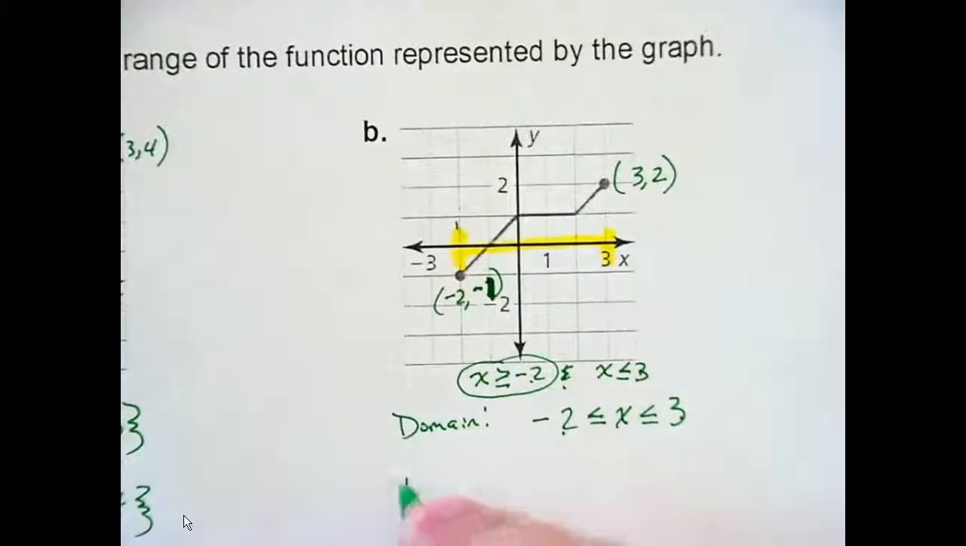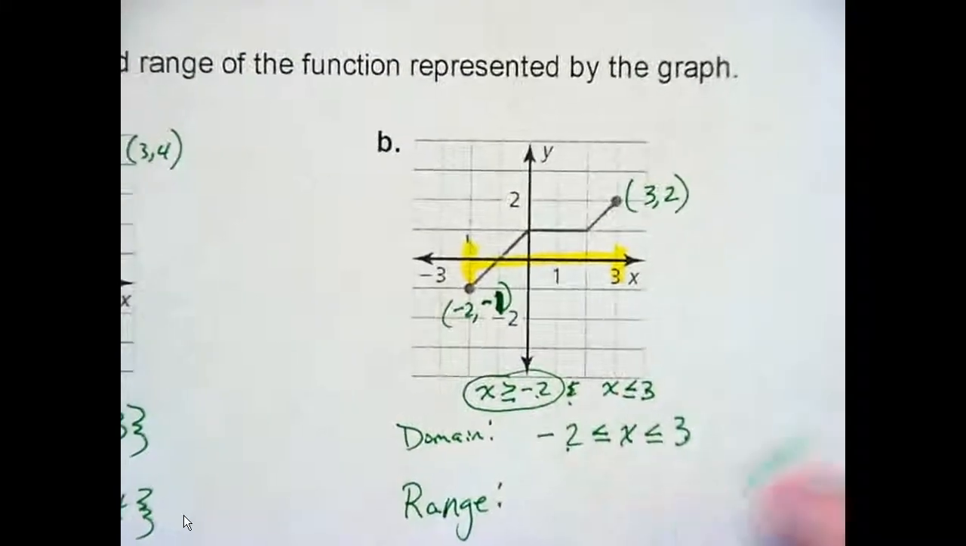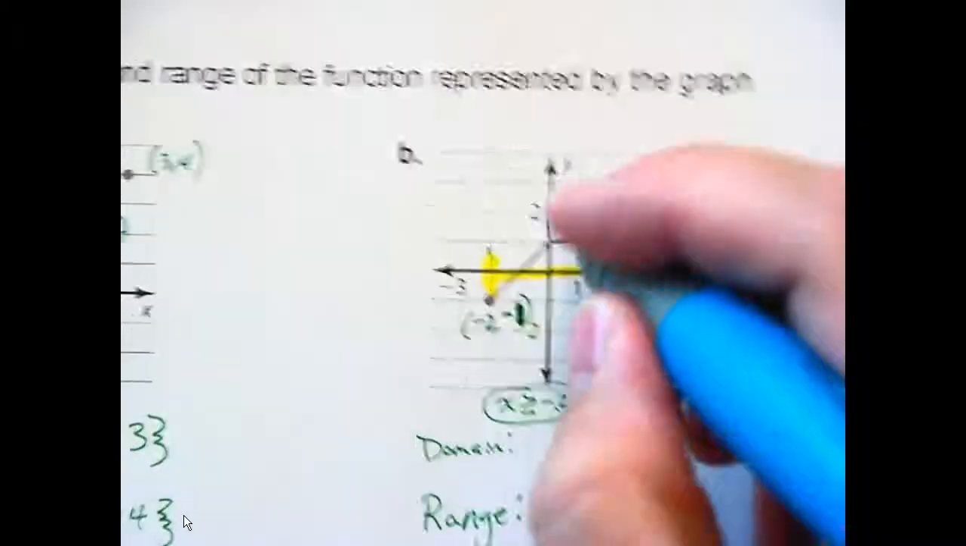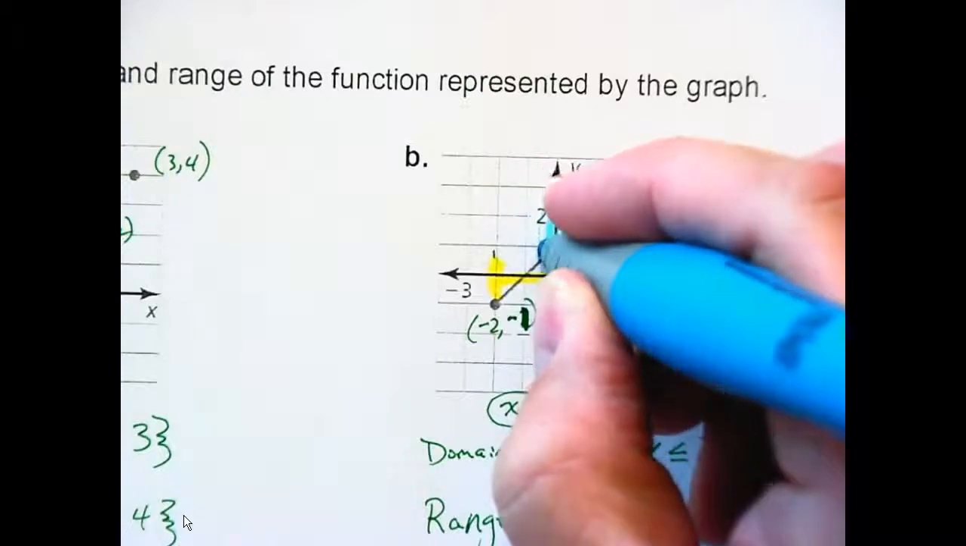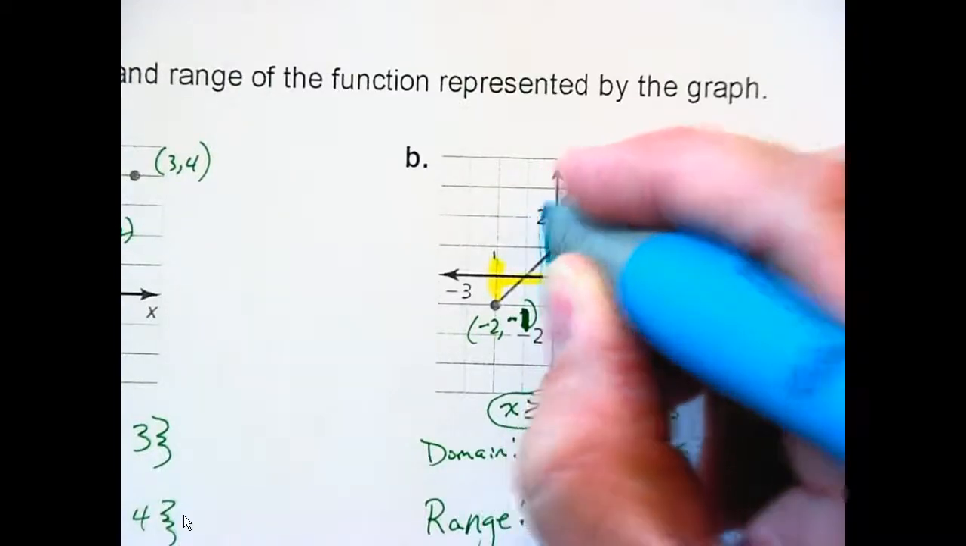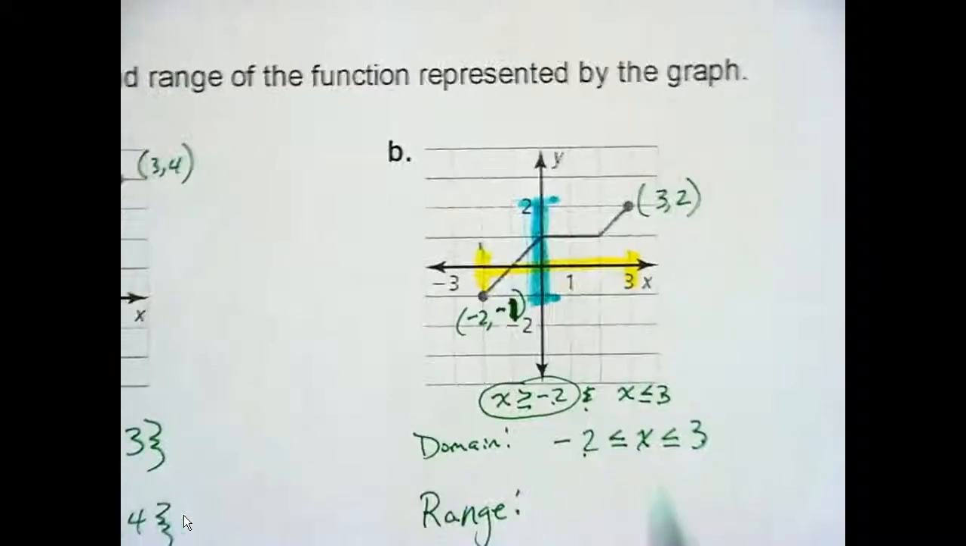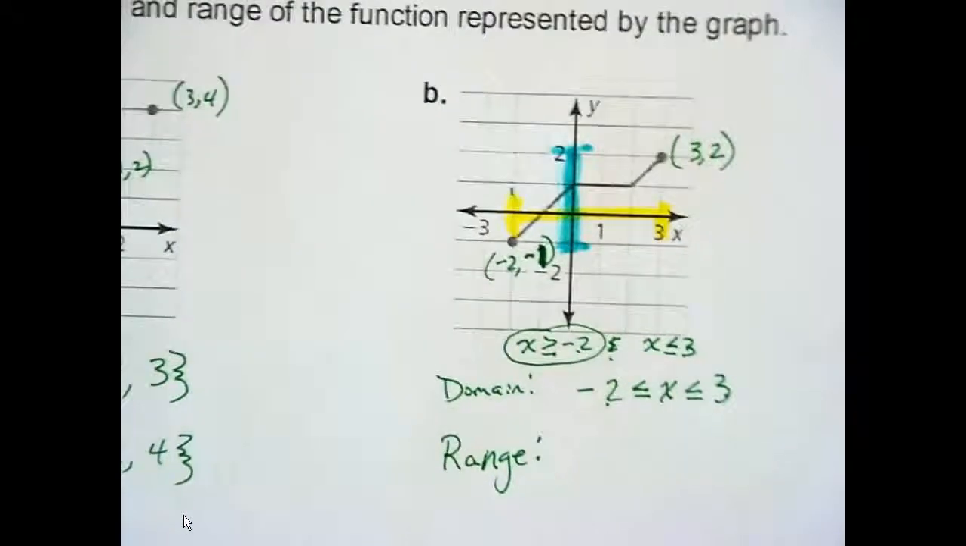And for your range, you're going to say the same thing, but on the y. So you're going to kind of go the same route. Y, it starts at 2. Or you could say it starts at -1 and goes up to 2. It exists right there. It exists between those points. So I want everyone to write the range of that graph. Use an inequality.